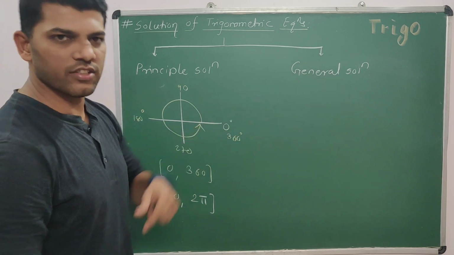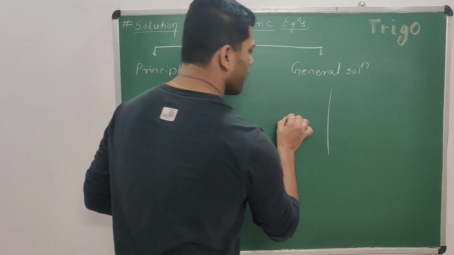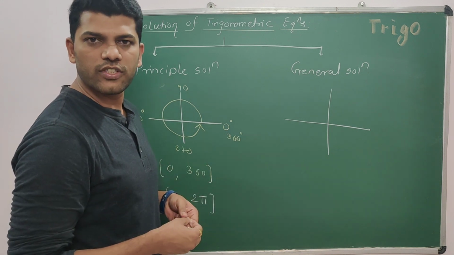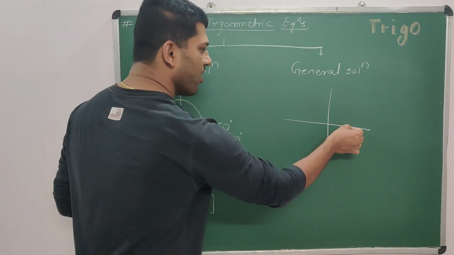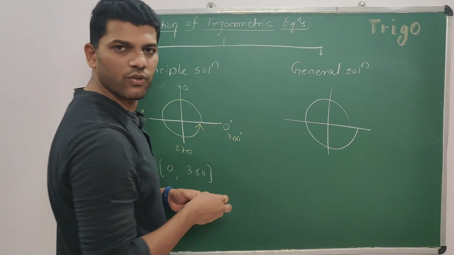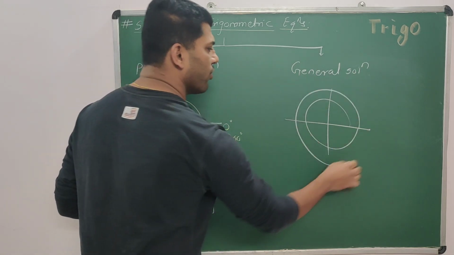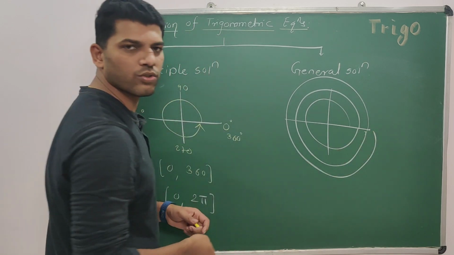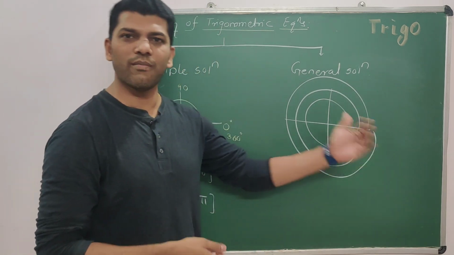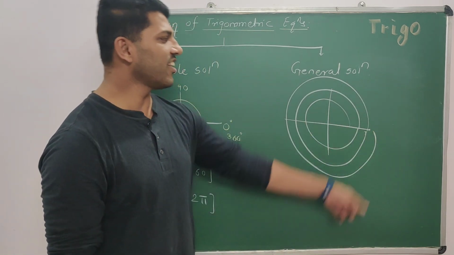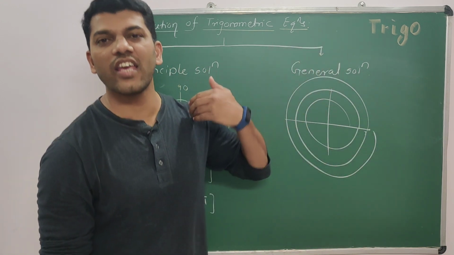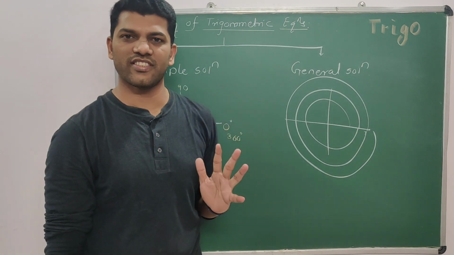But what about the general solution? See, if there is a trigonometric equation, how many solutions are possible? Try to understand. In one rotation, there might be a few solutions. In the second rotation, there might be a few solutions. In the third rotation, you will get more solutions. Then tell me how many solutions are possible. If you rotate again and again, you will find an infinite number of solutions.